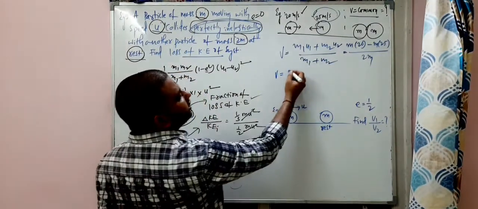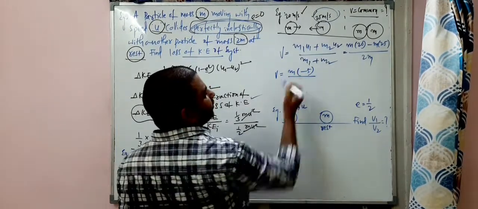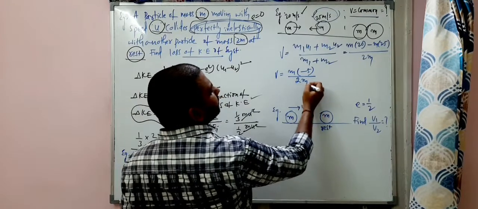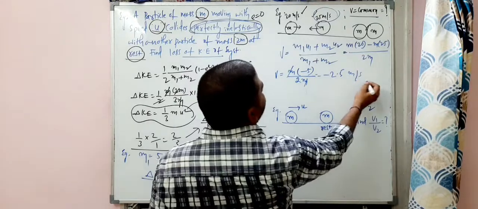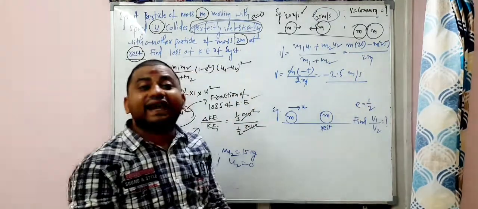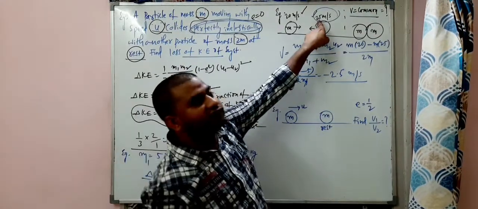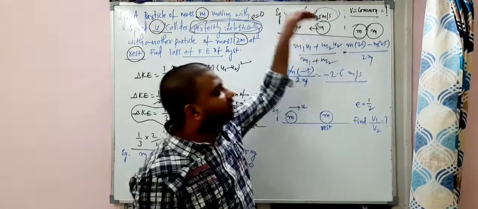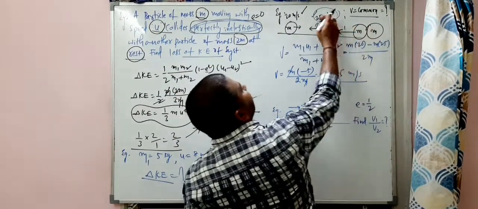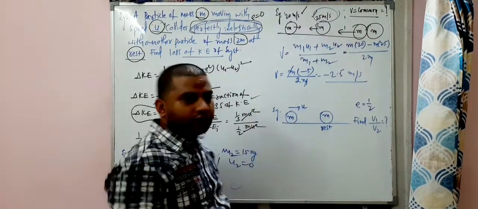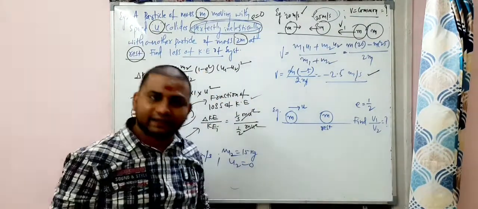So if you take m common, 20 minus 25 is minus 5, divided by 2m. m gets cancelled and the answer is minus 2.5 meter per second. The minus is the minus direction, indicating this velocity direction. That means after sticking together, the bodies will move in this direction, the minus direction. This is the common velocity direction. That is why we have got minus 2.5 meter per second.